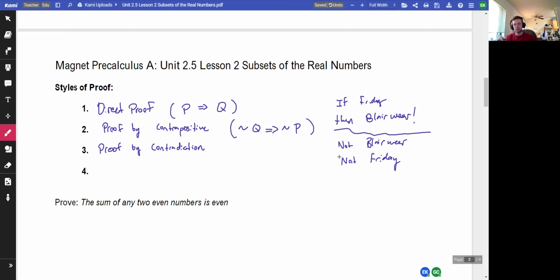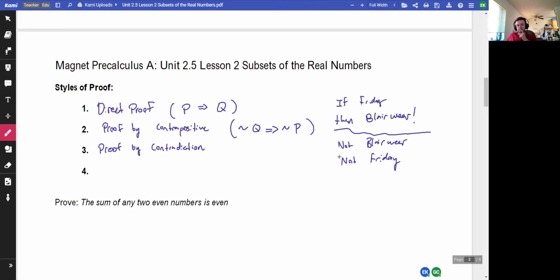So proof by contrapositive, I think, is saying proving not Q implies not P. Trying to prove P implies Q can be difficult, but it might be easier to say not Q then not P, which will prove the thing that we wanted to prove. If that's not making sense right now, we're going to use it in a second, and I think it'll make a little bit more sense.